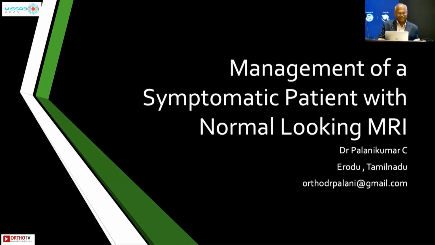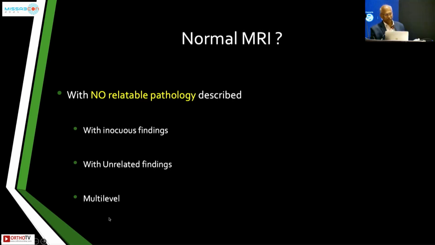Unenviable talk. So let me try to do justice to it. What do you mean by normal MRI? Is it when there is no relatable pathology described that suits you as a surgeon, with innocuous findings that we don't care about, with unrelated findings that we are not even worth going to look at it? And is it multi-level when we were looking for a problem which should have been at a single level? So all this in our mind when we see says, normal MRI.